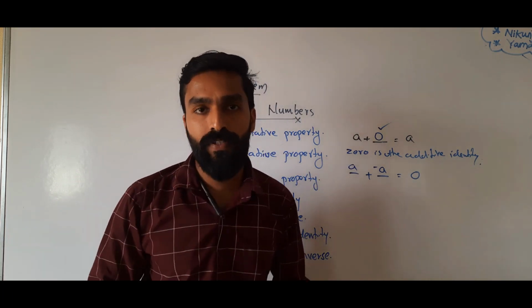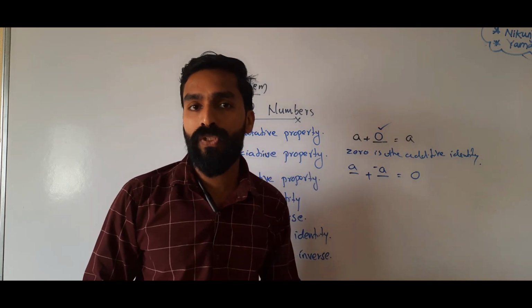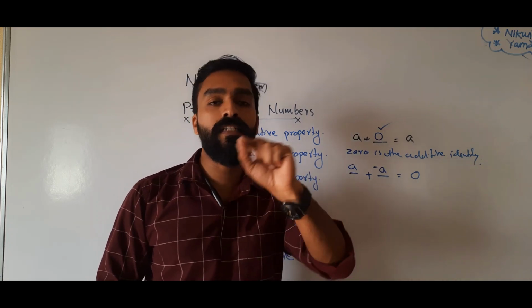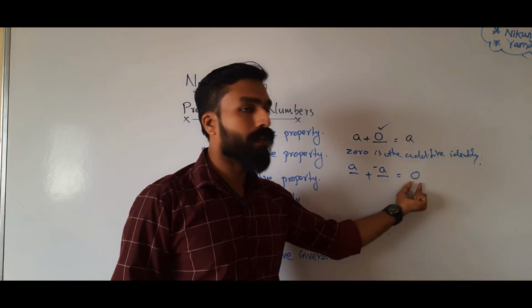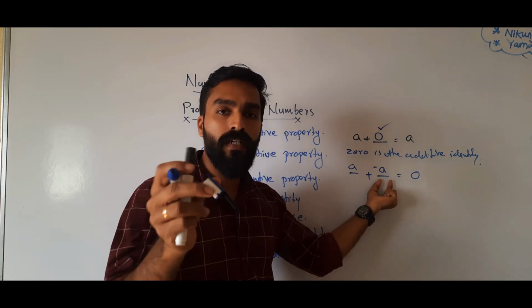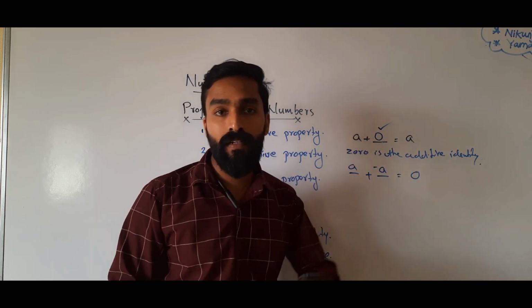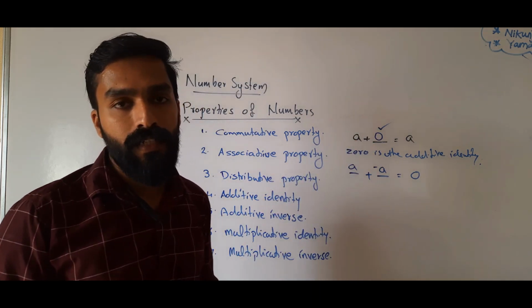Another word for additive inverse is the negative of the number, otherwise the opposite sign we have to take. 2 is a number, its additive inverse is equal to minus 2. Minus 2 is a number, then its additive inverse is 2. So two numbers we add to get the additive identity, then one number is called the additive inverse of the other number. So, additive identity and additive inverse.